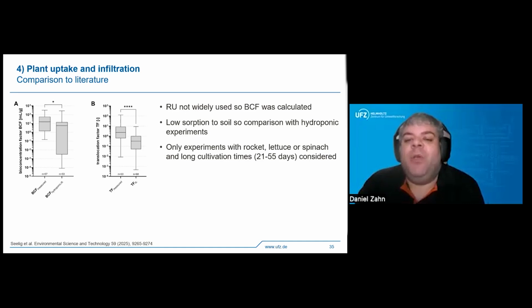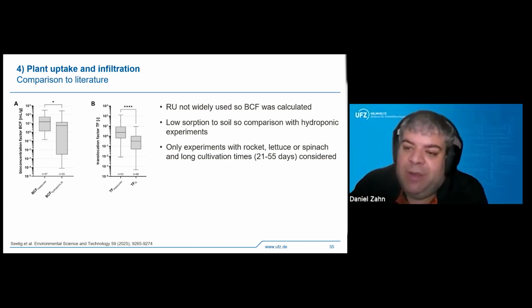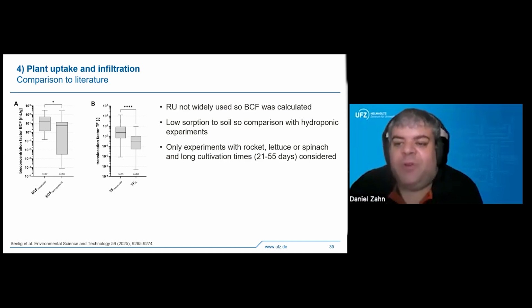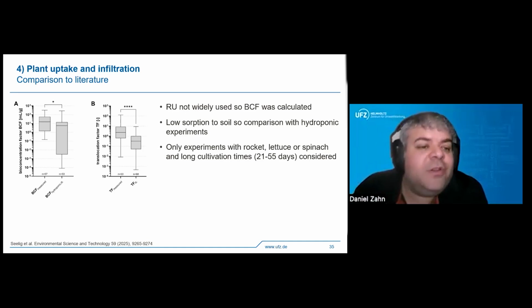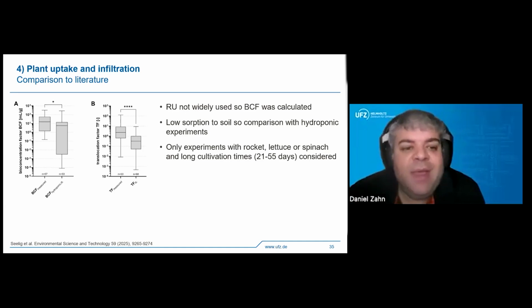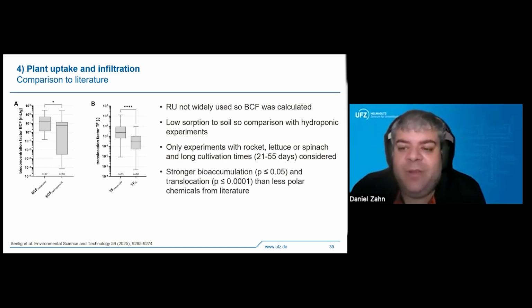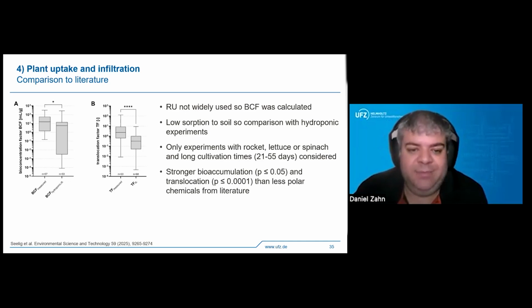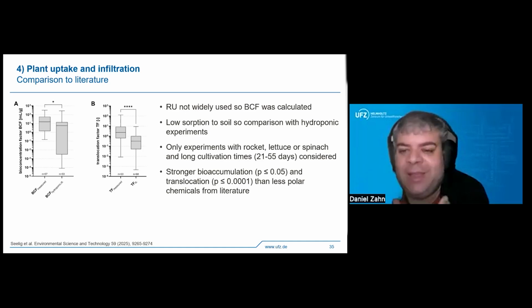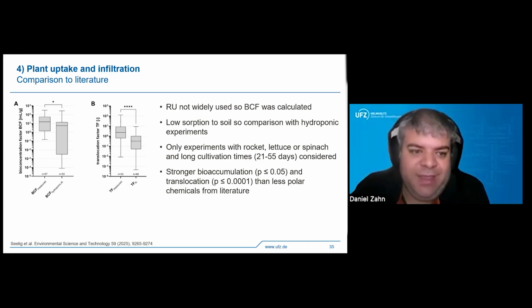To make it somewhat comparable, we only looked at experiments in literature that use similar plants, so rocket, lettuce, spinach, and fairly long cultivation times, 21 to 55 days. If you look at figure A here, you see the bioconcentration factors. The bioconcentration factor in our study was higher. It was statistically significant with a p-value below 0.05, but this can at least partially be explained by a longer experimental time. This again highlights the use of RU that really accounts for the experimental time, that accounts for the water uptake. So this difference in the bioconcentration factor is somewhat significant, but not too astonishing.